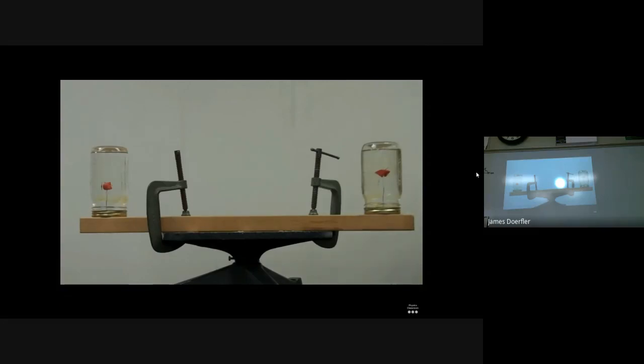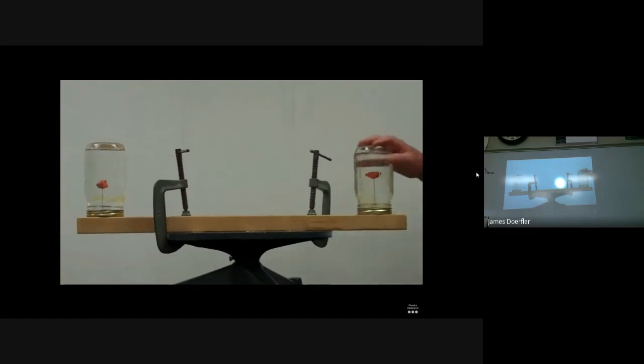Therefore, the cork's going to lean in the direction of the acceleration, giving us evidence of that big idea in physics, that objects that move in circles experience an inward or a centripetal acceleration. Here we go.